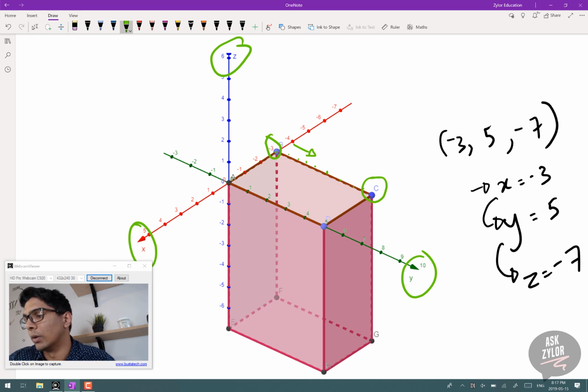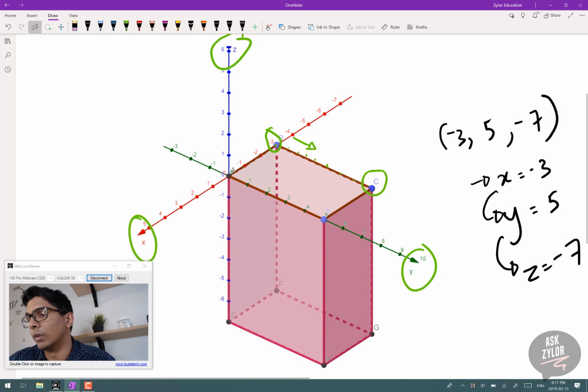And then I'm going to go z negative 7, meaning I'm going to go negative 7 units in the negative direction in the z-axis. So z is going up and down in this case, so I'm going to go down by 7 units. I end up over here. Right? So it's kind of like a walkthrough between each of the coordinates. I go to my x, which is negative 3, I go to my y from that point on, and then I go to my z.